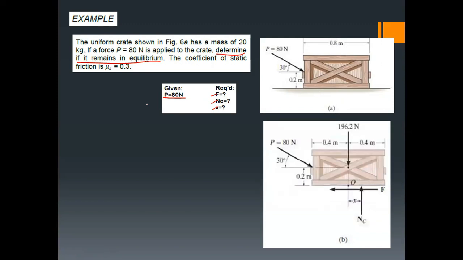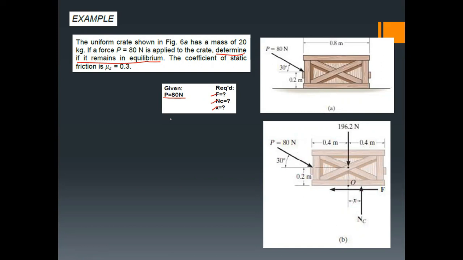So first, we make a free body diagram. The 20 kilograms times gravity gives us the weight, acting at the center of our object. We also have a normal force here, the normal force of our plate, which is NC, depending on your notation. And then F is applied to counteract our P.